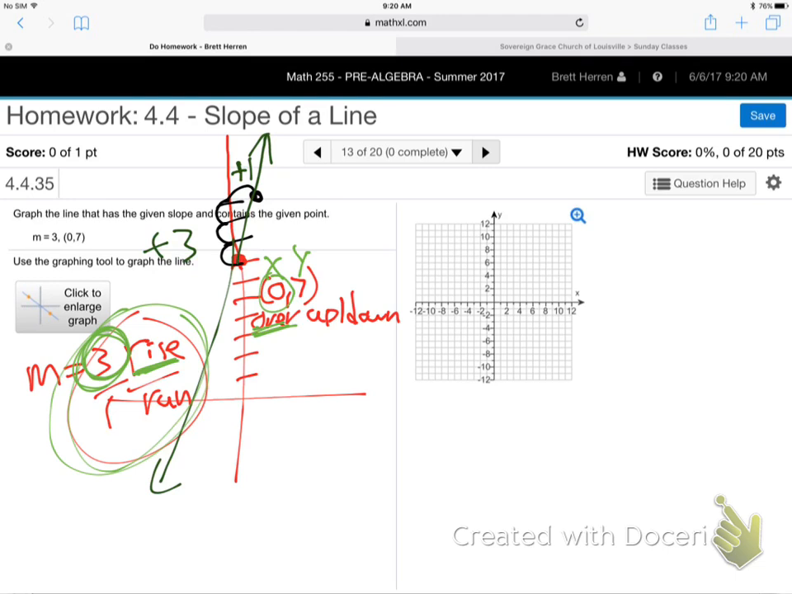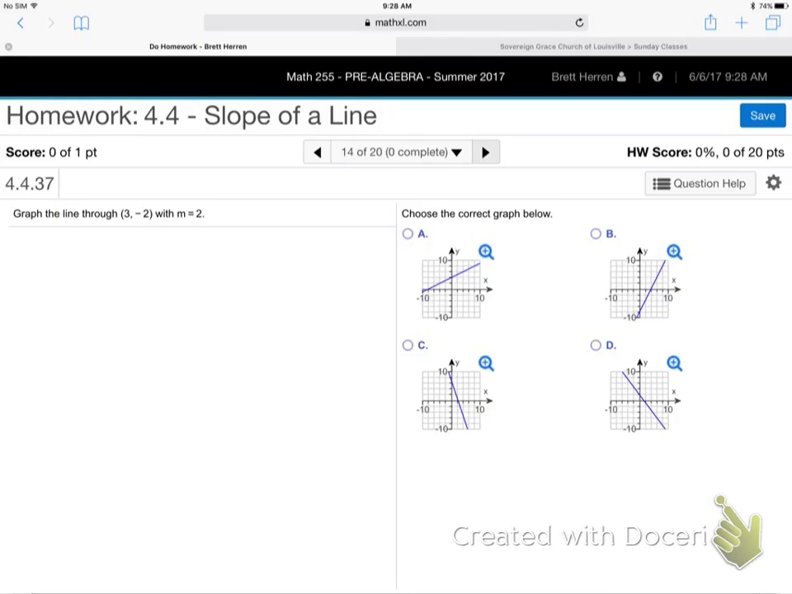All right. So the over is first with the coordinates, and up is first with the slope. However you remember that. So M just means the slope, right? M just means the slope.